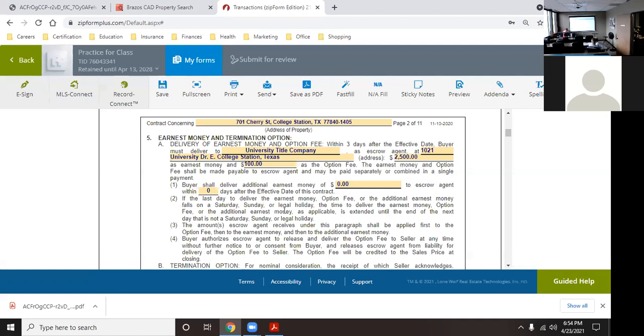And the buyer shall deliver additional earnest money of blank to escrow agent within blank days of the effective date. You will see this again most of the time if you have a really, really long option period. If you chose 20 days for option, you will mostly have to use this.